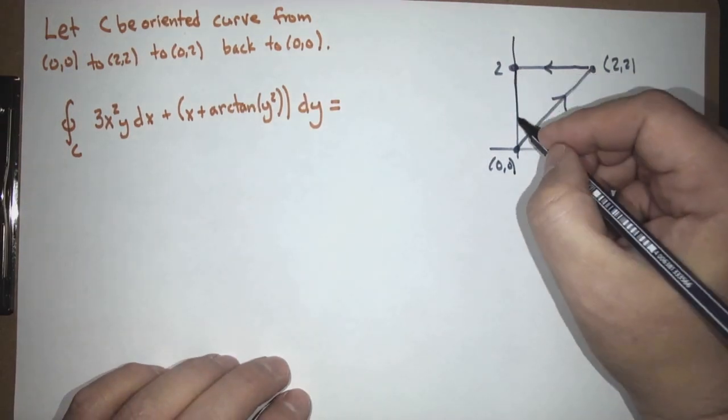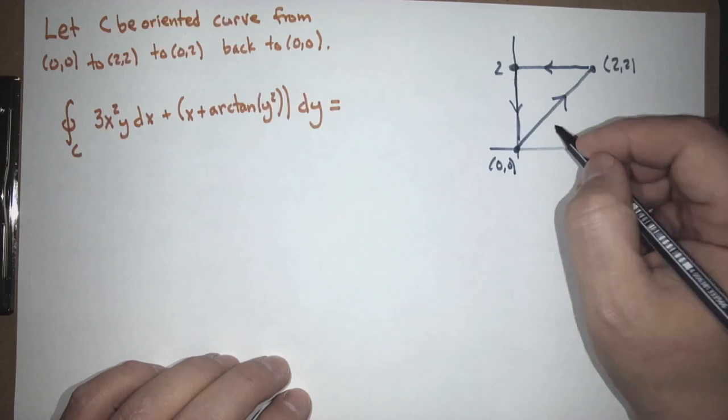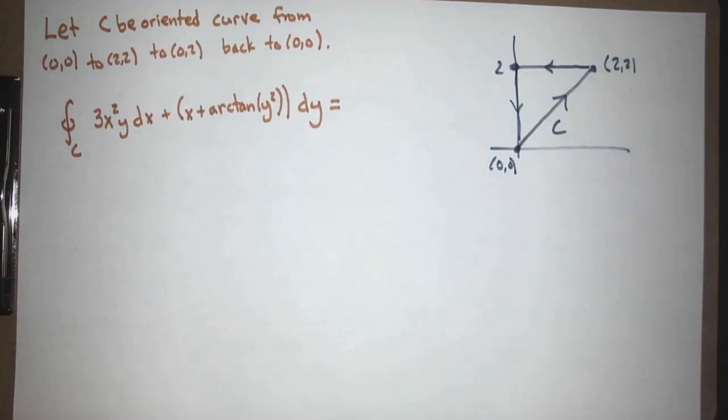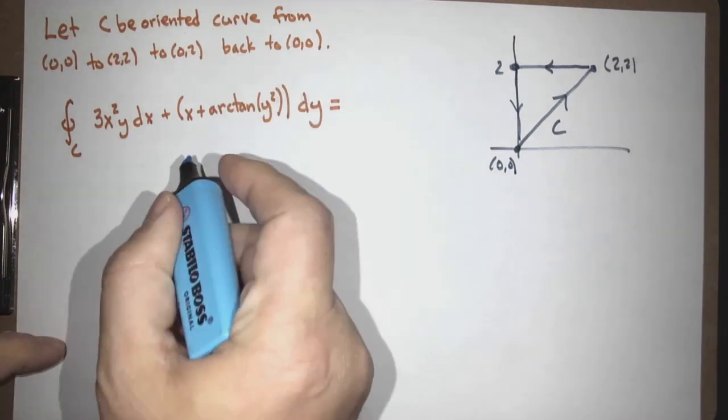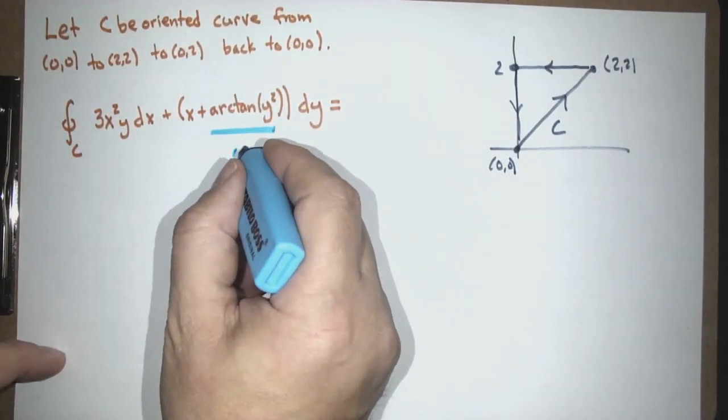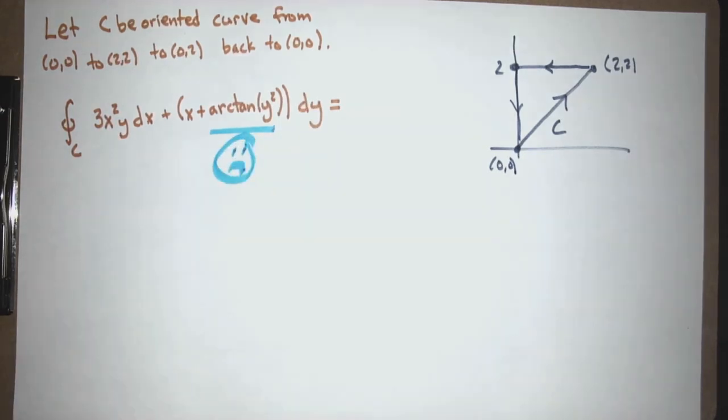Okay, so here is our curve C. It's a triangle. And we're asked to find the integral along our curve of 3x squared y dx plus x plus arctangent y squared dy. Well, what can we do? We could actually do this integral, but we probably wouldn't want to. Is there any clue about why you wouldn't want to try to do this integral? You probably don't want to try to integrate that. I mean, as much as we love arctangent, that is not looking good. We're a little bit pessimistic here.